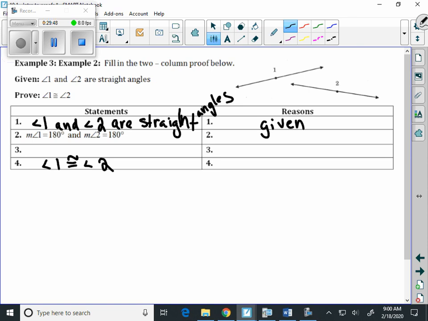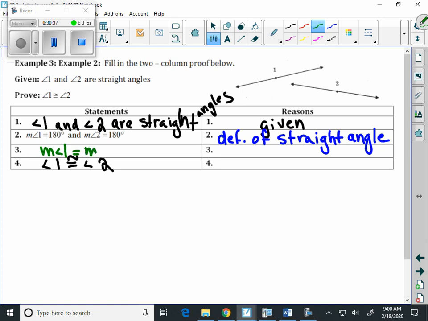So now we've got 3 blanks to fill in. Measure of angle 1 equals 180 degrees. Measure of angle 2 equals 180 degrees. Well, what's our reason? Again, straight angles goes back to a vocabulary word. This is the definition of a straight angle. So now, what we can say here is that measure of angle 1 equals 180, measure of angle 2 equals 180. Because they both equal 180 degrees, we can say that the measure of angle 1 equals the measure of angle 2.